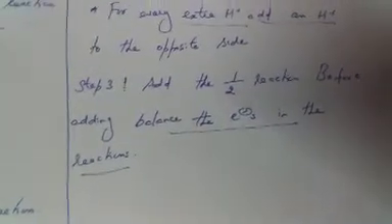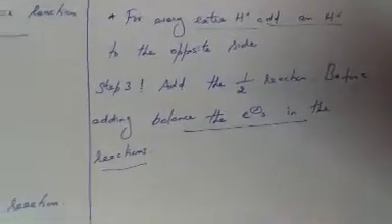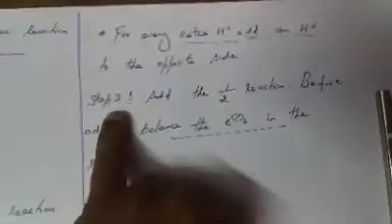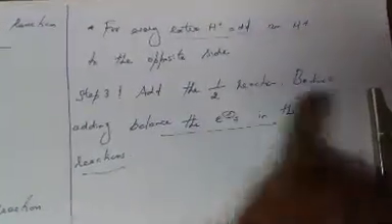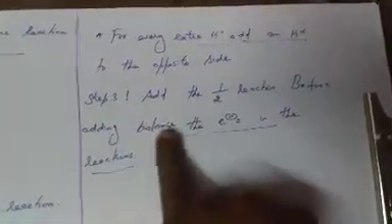And for every extra hydrogen, add H plus ion to the opposite side. After balancing the oxygen and hydrogen, we follow step 3: add the two half reactions. Before adding, balance the electrons in the reactions. These are the 3 steps we have to follow.